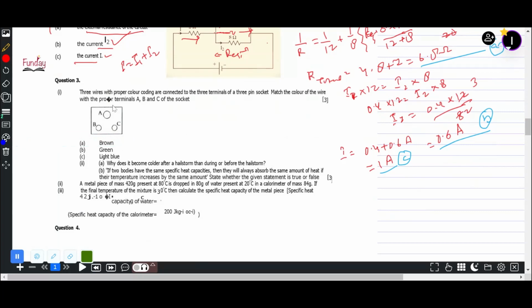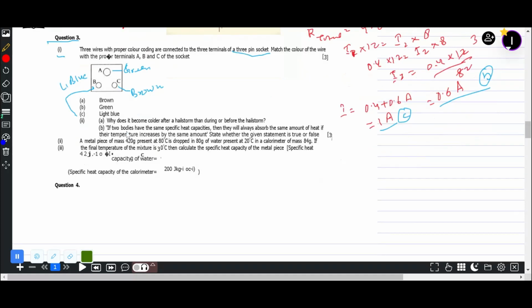Now we have another one, which is question number 3, part 1. Part 1 says 3 wires with proper color coding are connected to the 3 terminals of a 3-point circuit socket. Match the colors. So A is going to be green, B will be light blue, and C will be brown. We have the third option, that this will be B, this will be light blue, and C will be brown. Because A is the earthing one, and B and C are the live and neutral wire.